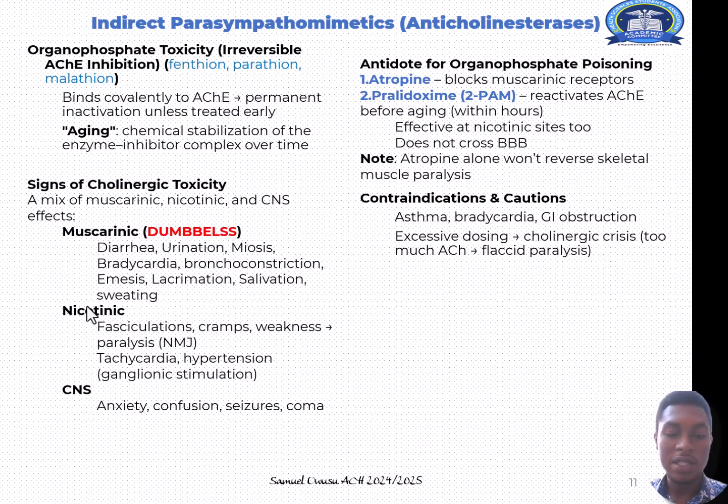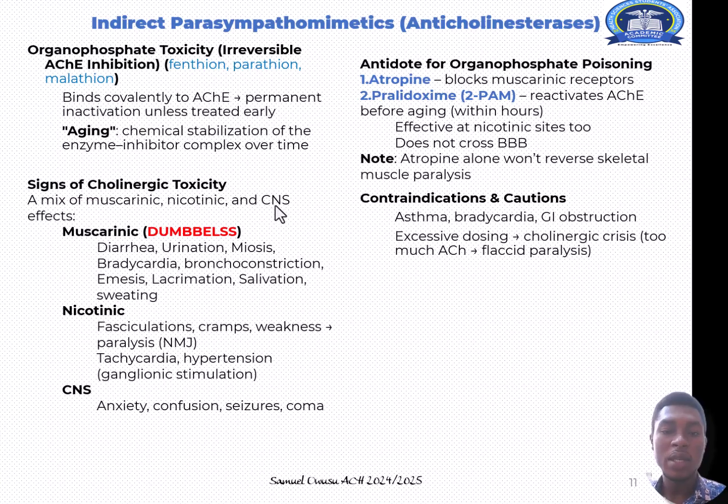And in the nicotinic receptors, because most of them are found in the CNS, and then the muscular receptors, we will have fasciculations, cramps, and weaknesses, and sometimes paralysis of the skeletal muscles. They tend to cause tachycardia and hypertension as well, because we can find them in the vascular endothelium and the vascular smooth muscles. We have CNS effects like anxiety, confusion, seizures, and then coma too.